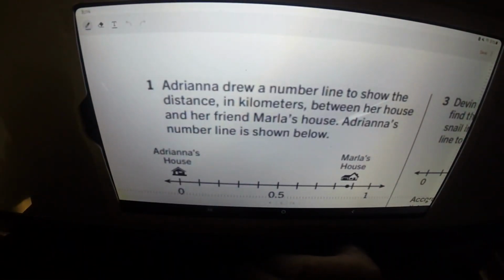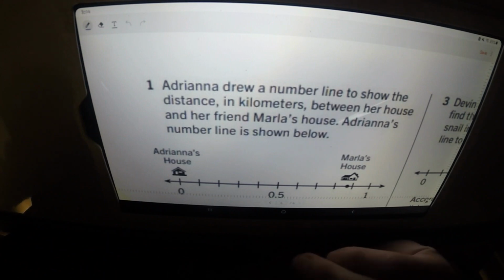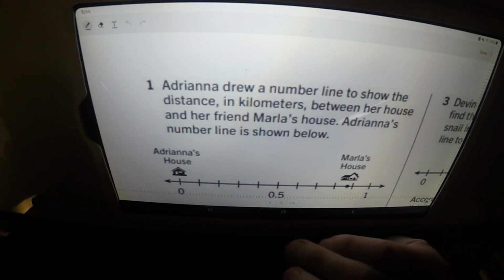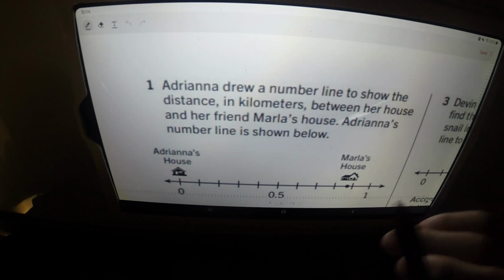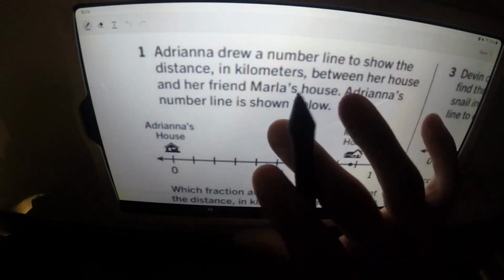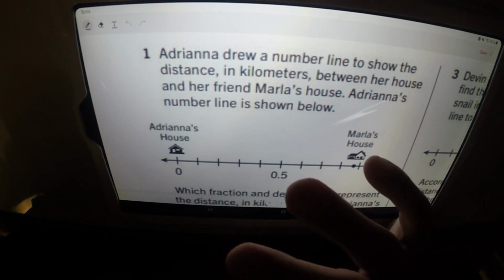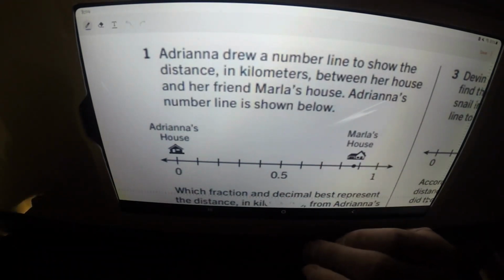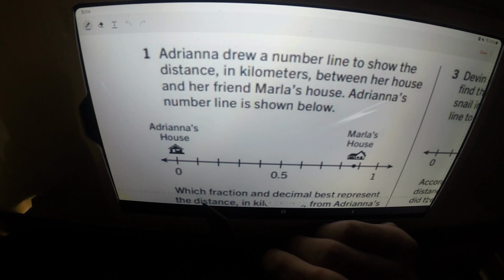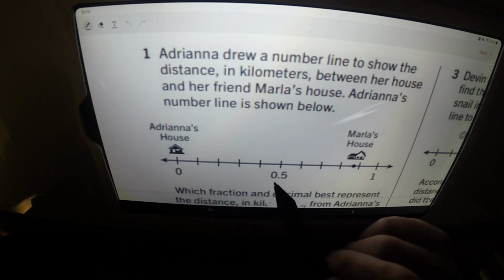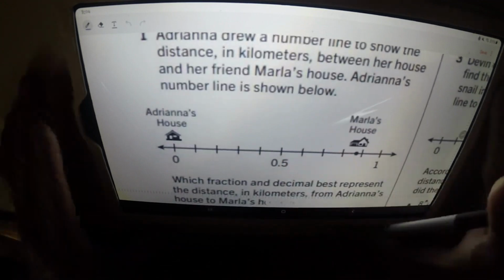Adriana drew a number line to show the distance in kilometers between her house and her friend Marla's house. Adriana's number line is shown below. Now, before we get too far into this, the answer they give I don't think is correct. So we're going to work the problem and see what we come up with, and then we'll check it with the answers, okay? So we can notice here, examine this.